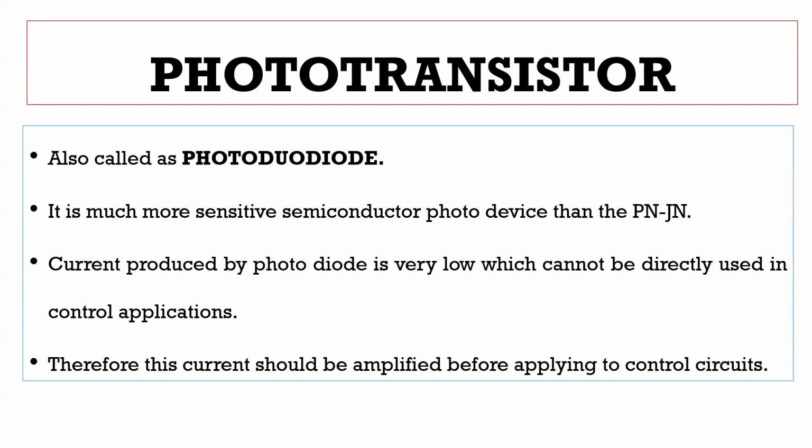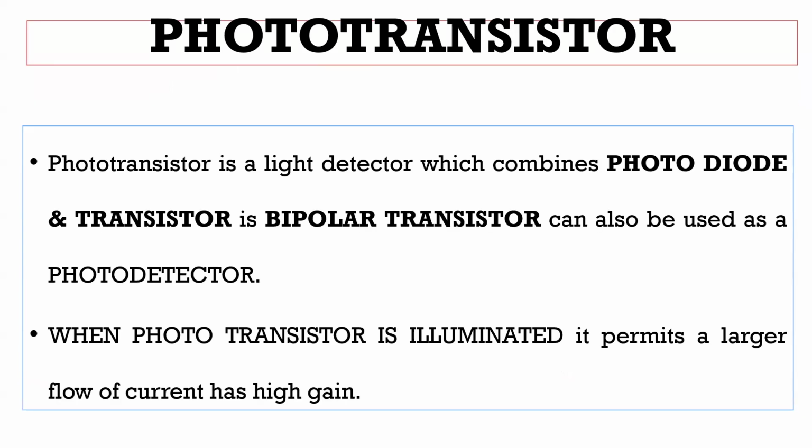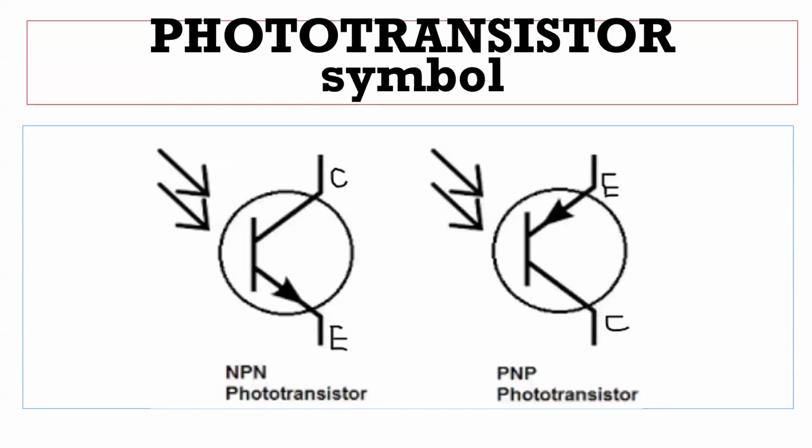The current produced by a photodiode is very low, which cannot be directly used in normal control applications. This current should be amplified before applying it to the control circuit. So this phototransistor is a light detector which combines a photodiode and a transistor. A bipolar transistor can also be used as a photodetector. When the phototransistor is illuminated, it permits a larger flow of current with high gain, and this is the symbol.